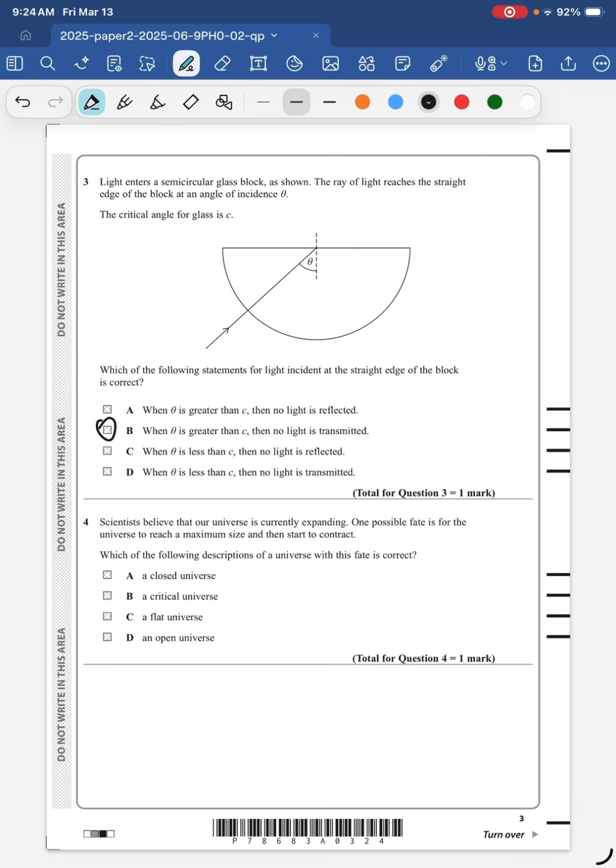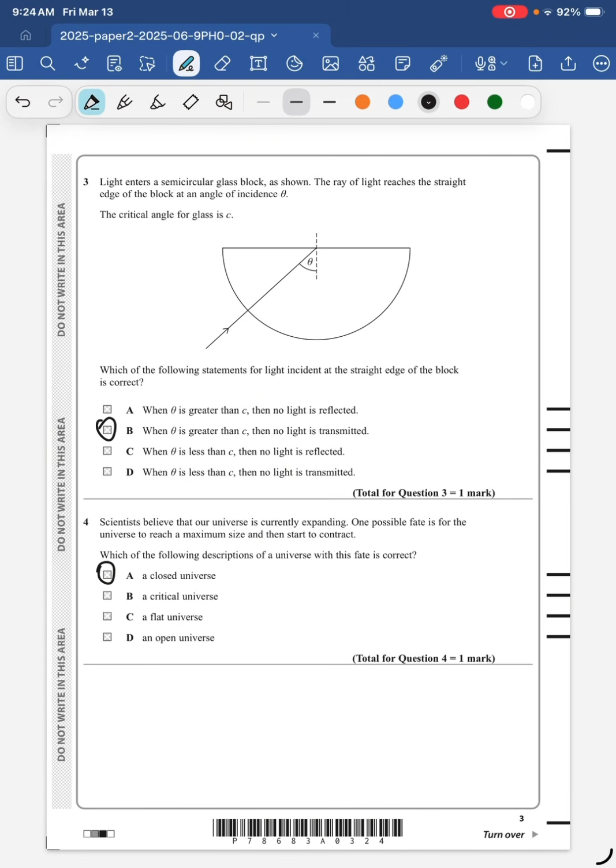Scientists believe that our universe is currently expanding. One possible fate is for the universe to reach a maximum size and then start to contract. Which of the following descriptions of a universe with this fate is correct? Okay, so the great contraction would happen when we have a closed universe, pretty much. Okay, I mean, by definition. So the option A is the correct one.